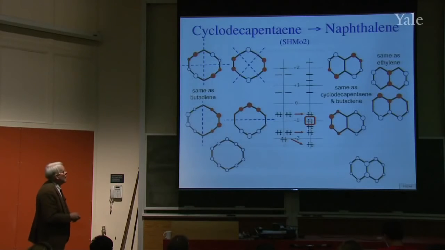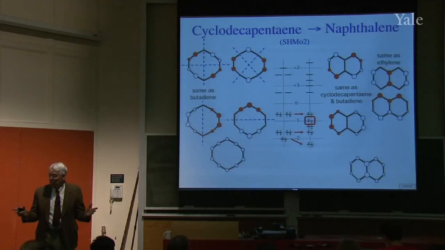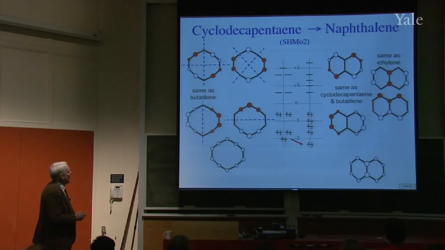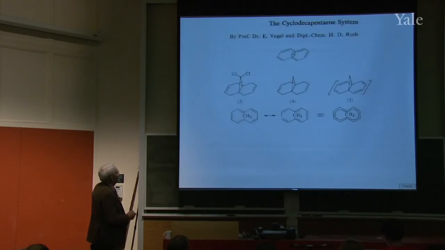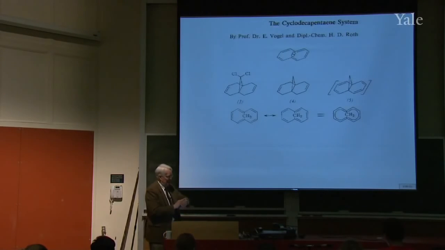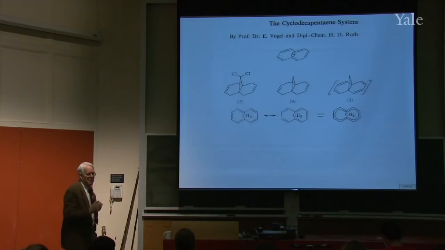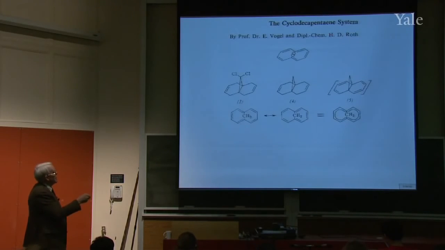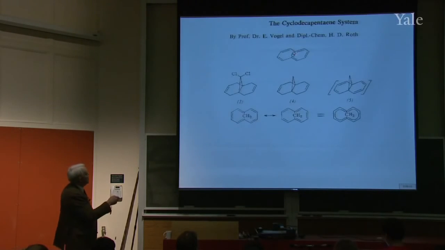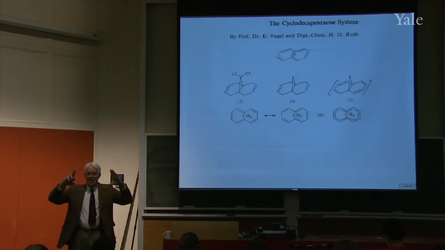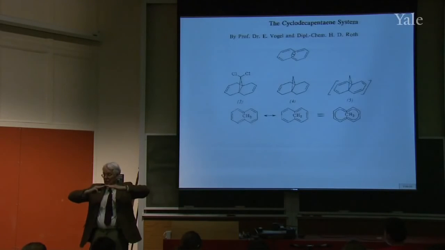Okay. And notice, not only that, but this one, which has nodes here and here, has just isolated pairs of overlapping p orbitals. So it's the same energy as ethylene would be, because it's the same interaction. Now, can you make that compound, cyclodecapentaene? I'm going to quit with this one, okay? In fact, it was made by Heinz-Dieter Roth, who was a postdoc here later, but he did this in Germany with Emanuel Vogel.